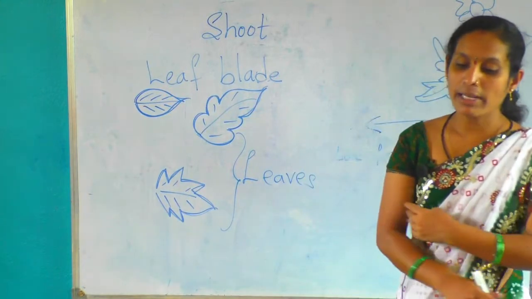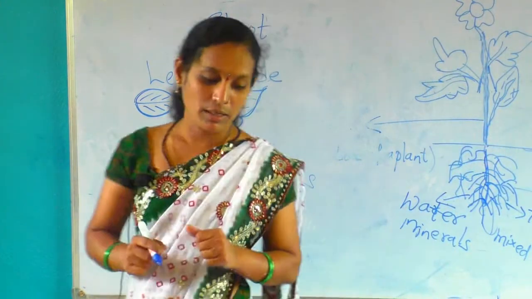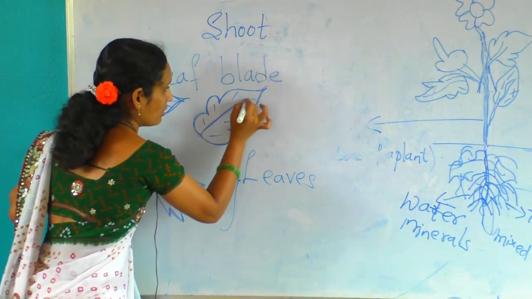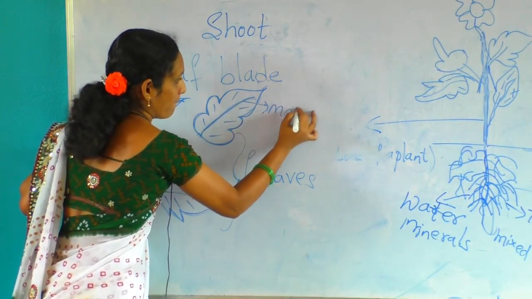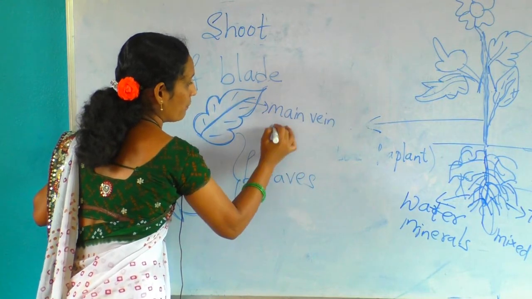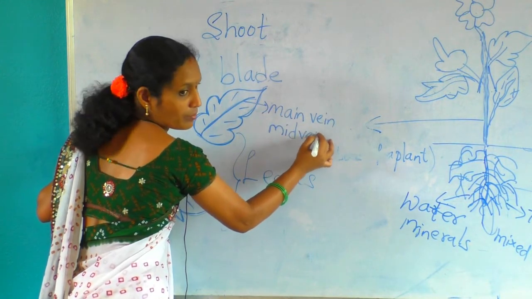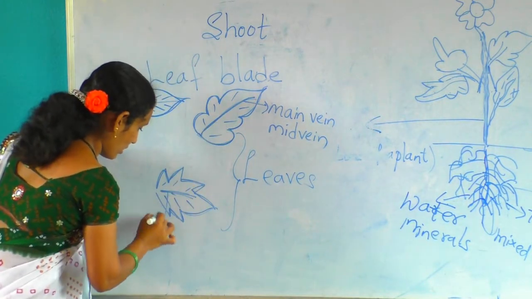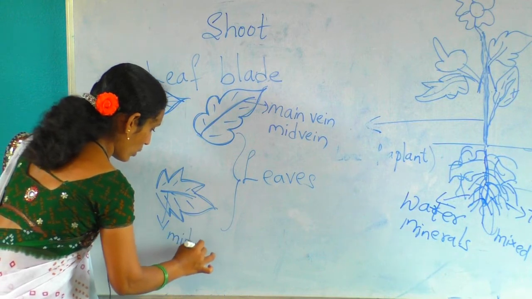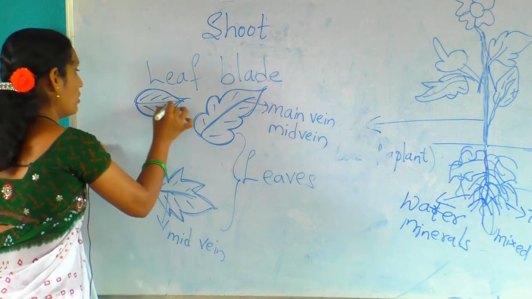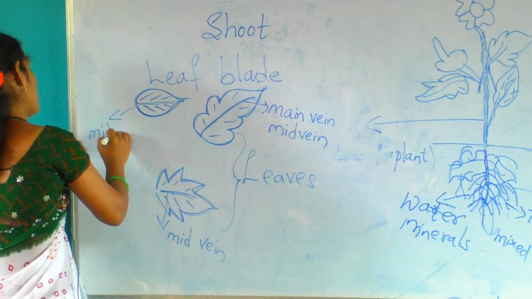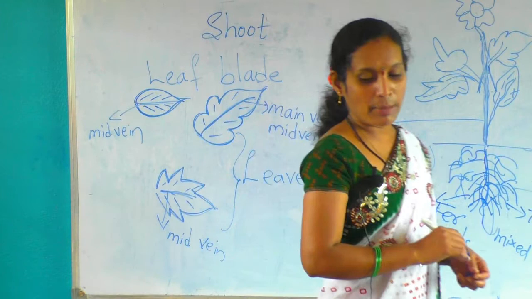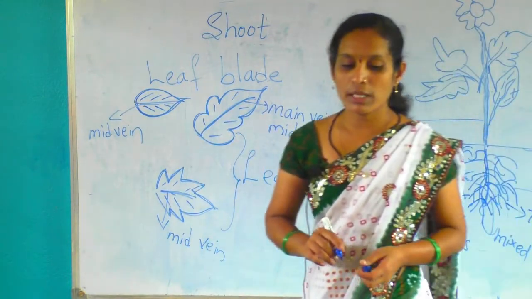Okay. And the leaf blade has a vein in the middle called the main vein. This we call the main vein or mid vein. Here it is, the mid vein. See. Understood? And you can see a number of side veins branching out from the main vein.